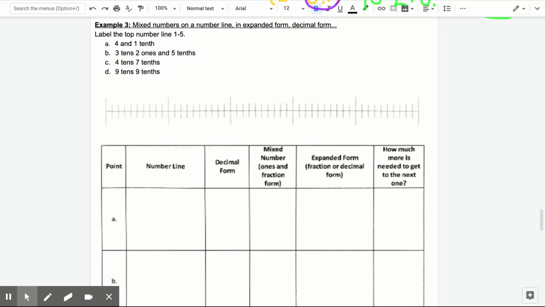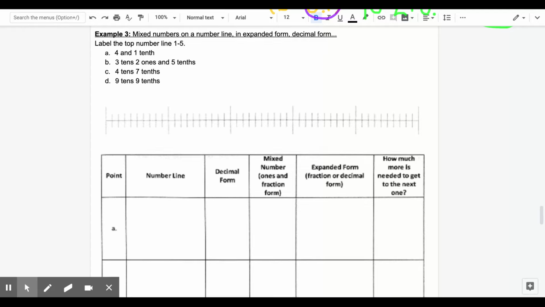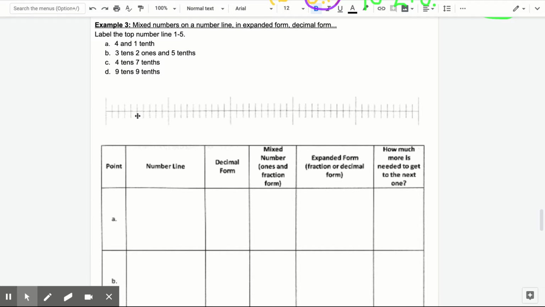All right, so example 3. We have a template to go with this one that I have inserted below. So there's a lot of different parts, so stay with me and I'm going to try to keep this neat for us. So first, let's look at this number line across the top. I want us to label it 0 through 5. So I'd have 0, 1 whole, 2 wholes, 3 wholes, 4 wholes, and we'll end with 5.